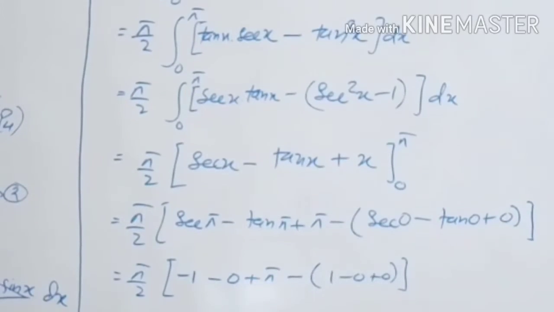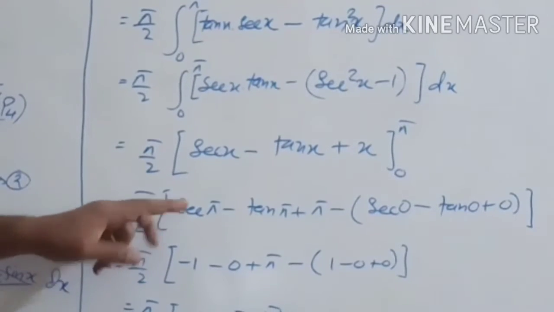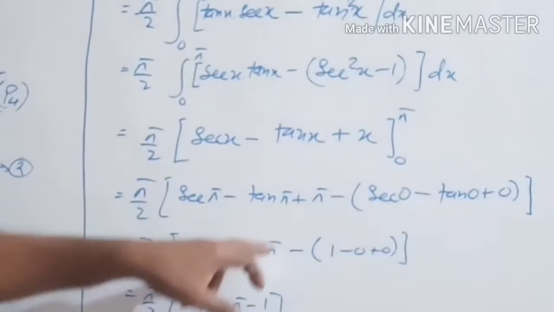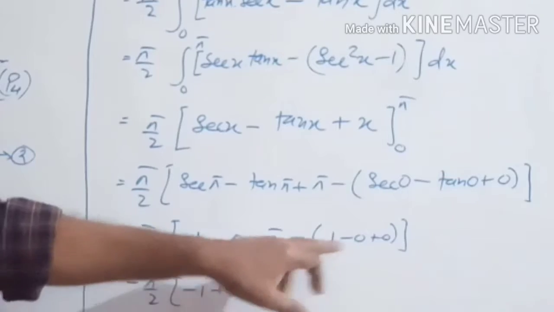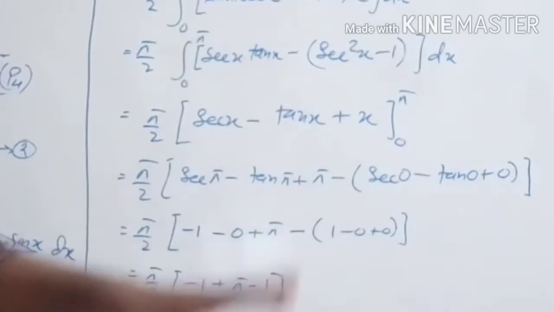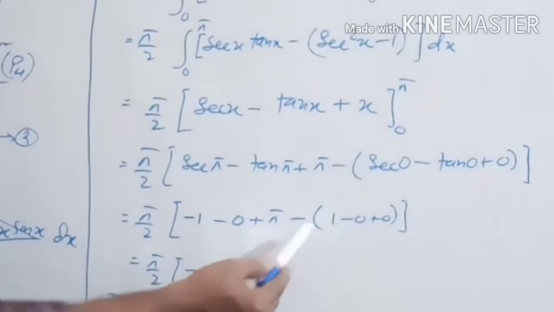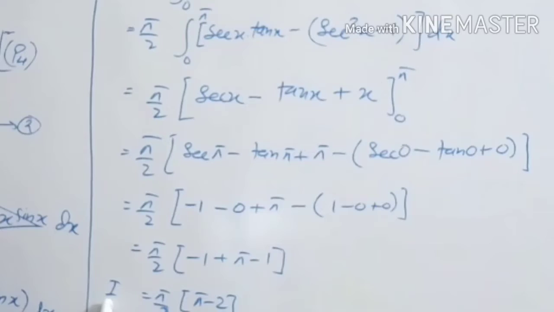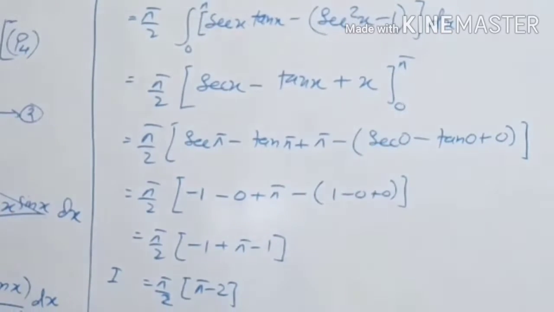Since cos 180 is minus 1, sec 180 is also minus 1. Tan 180 is 0, pi remains as it is, minus sec 0. Cos 0 is 1, so sec 0 is also 1, tan 0 is also 0, plus 0. So when we open the bracket, it will be minus 1, so pi minus 2. So integral I is pi by 2 times the bracket pi minus 2, this is the answer.